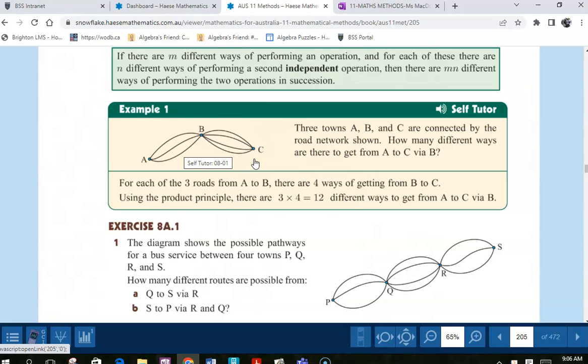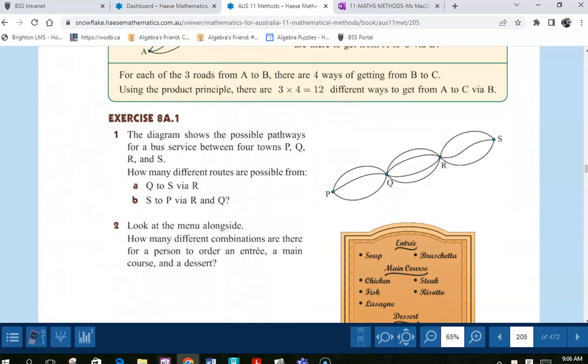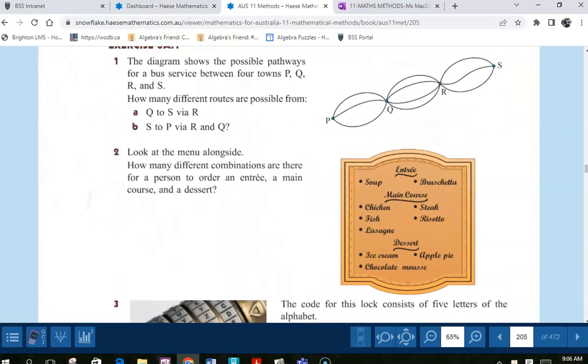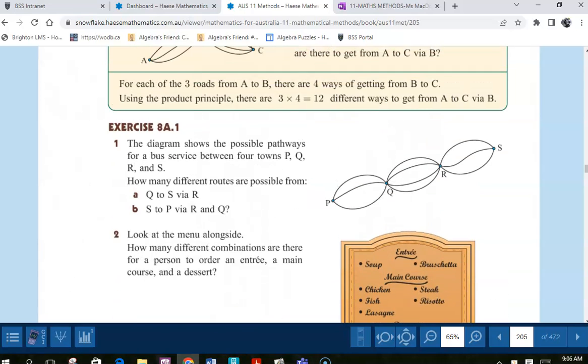But hopefully you can come up with a system. And it works every time: if we multiply how many options we've got to go from the first to the second, and then multiply that by how many you've got to go from the second to the third, you will actually get the number of paths. So we can go 3 times 4 times 3 and do that multiplication. Are you happy with that?